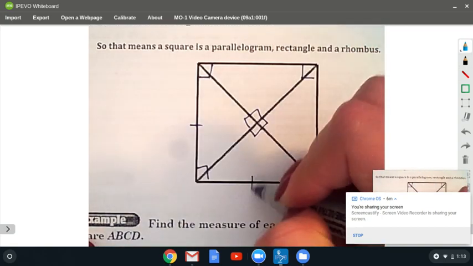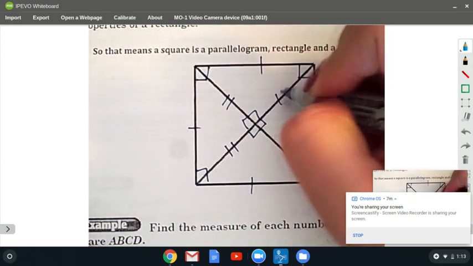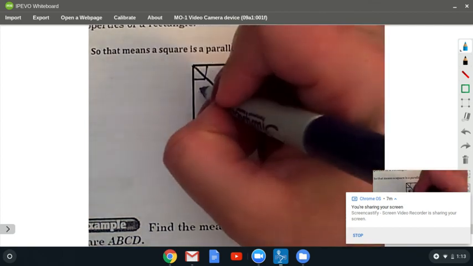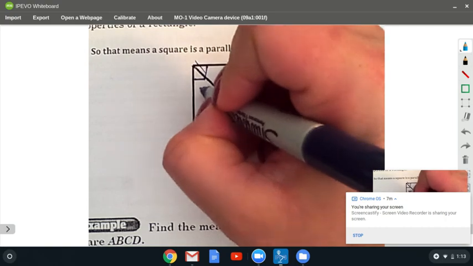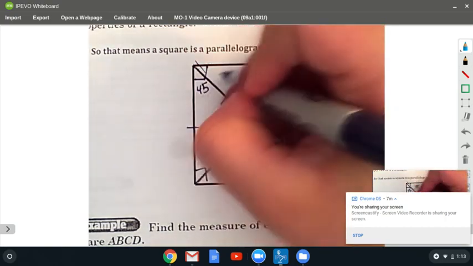All our sides are equal. All of these are equal. All of the halves of the diagonals are all equal. It also, these cut it in half. So if this is cutting a right angle in half, this has to be 45.